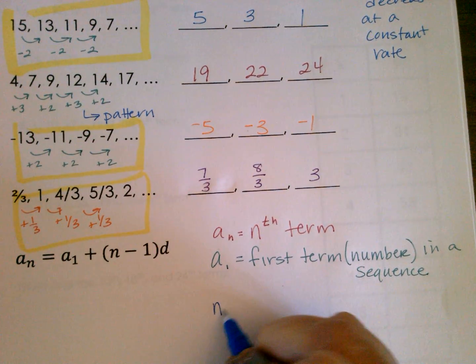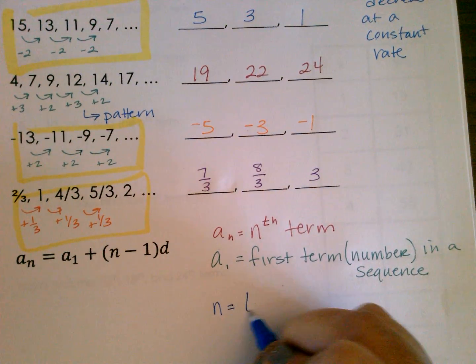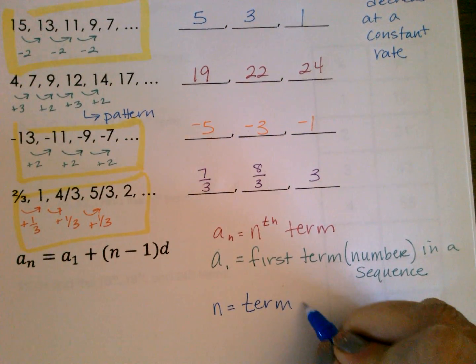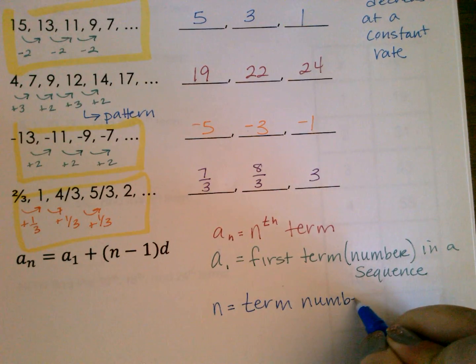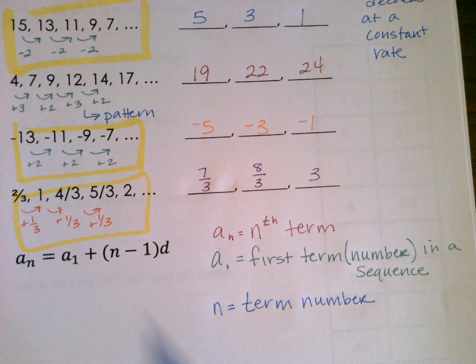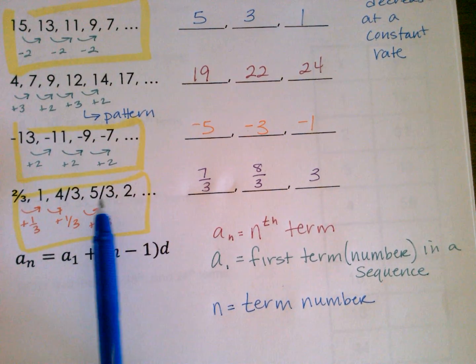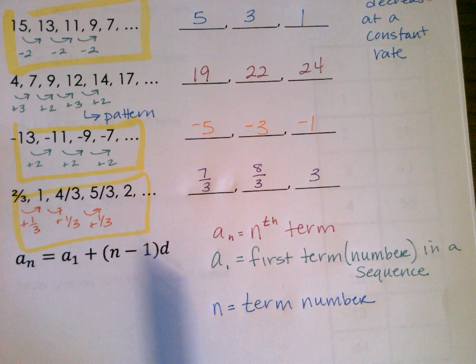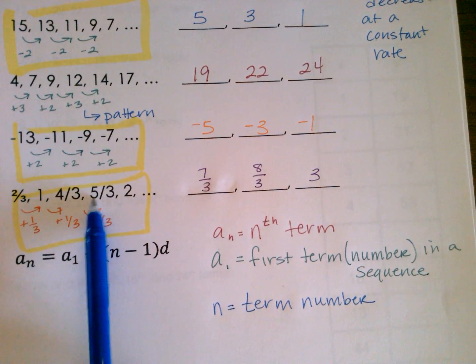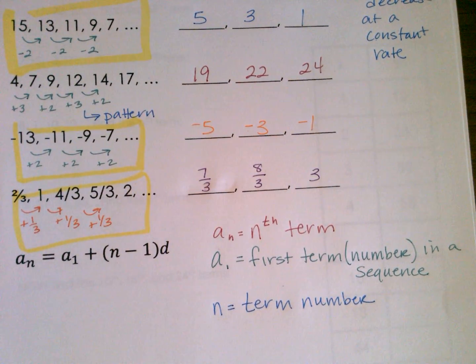N stands for the term number. This would be the first term. This would be the second term. This digit here is the 4th term in the sequence. That's what the N represents.